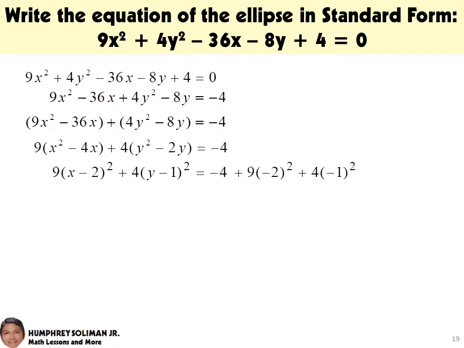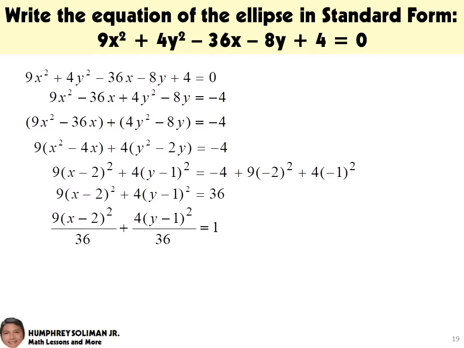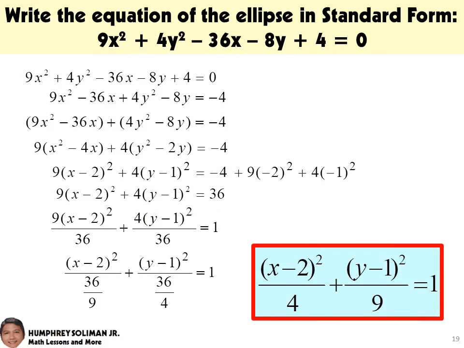Make sure to add on the right side the same quantities we added on the left side in completing the squares of the x and y quantities. This makes sure that both sides of the equation remains equal. Next, simplify the right side of the equation. And then, divide both sides by 36, so that the right side will become 1. Also, we have to simplify the left side of the equation. This will give us the equation of the ellipse in standard form, the quantity x minus 2 squared over 4, plus the quantity y minus 1 squared over 9, equals 1.